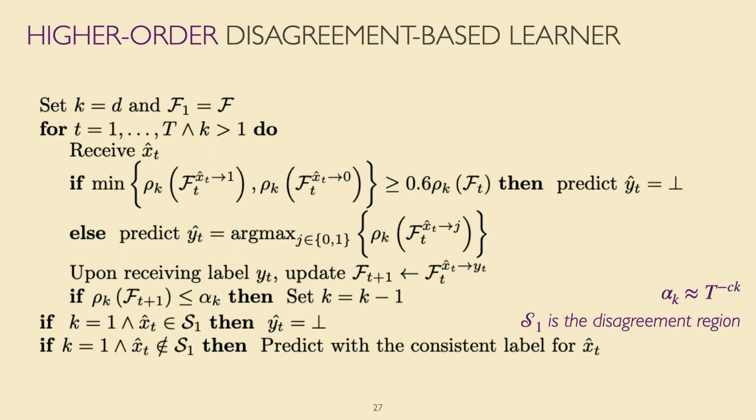Yeah, so I guess if any of these quantities is very large, like the rho k f_t of x hat_t goes to 1 or x hat_t goes to 0, if any of them is really small, that means we have a lot more information about this label. This label is being consistent with reducing our uncertainty. So maybe this is some notion of margin, of how confident you are of this example.